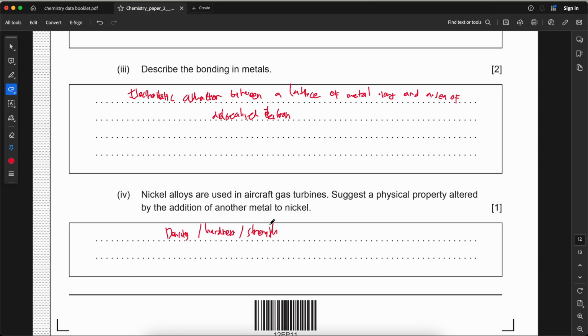Okay, that's all for the explanation of the chemistry paper 2 standard level November 2020.